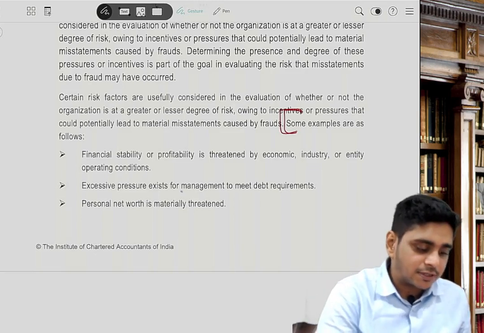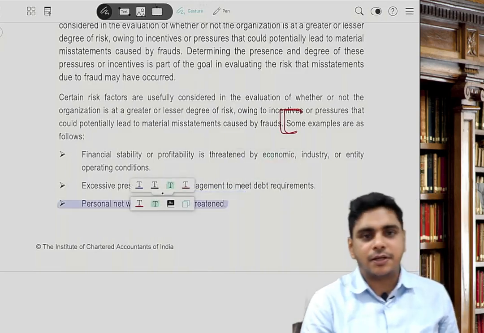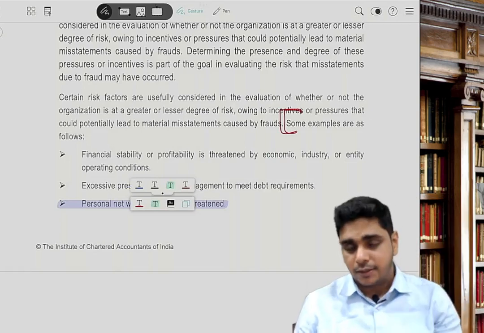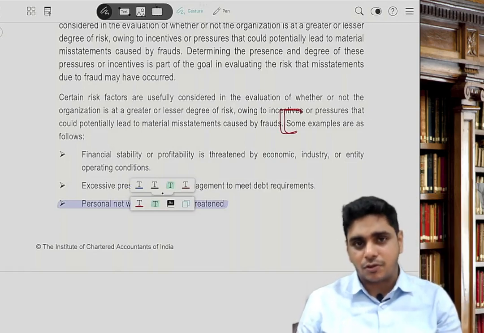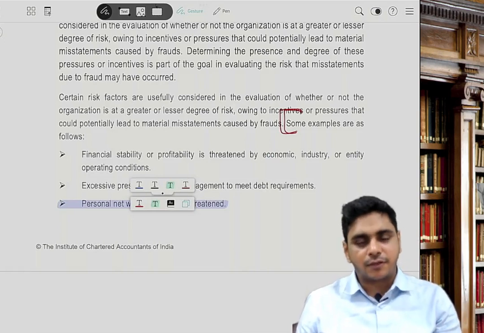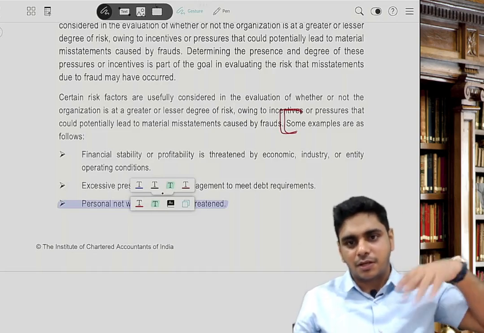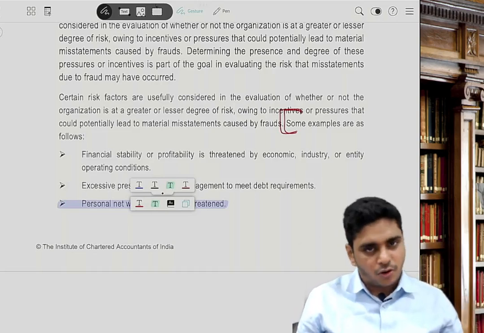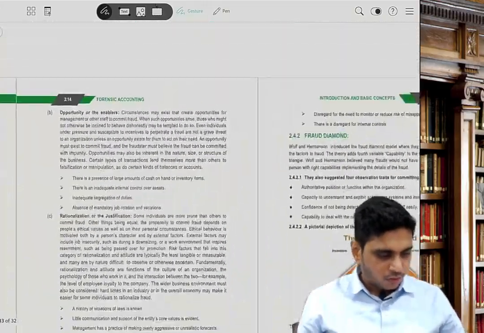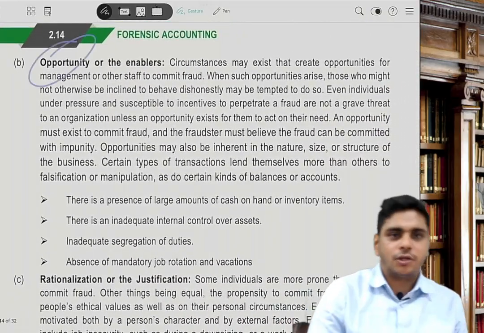Excessive pressure exists for management to meet that requirement. Another example is when personal net worth is materially threatened, like in the fraud of Anil Ambani. Because the Ambani tag was there, he was window dressing the company, but after some years people got the clear picture. To maintain that personal image, the company was making financials in a wrong way. This is called motive or perceived pressure. O, opportunity.